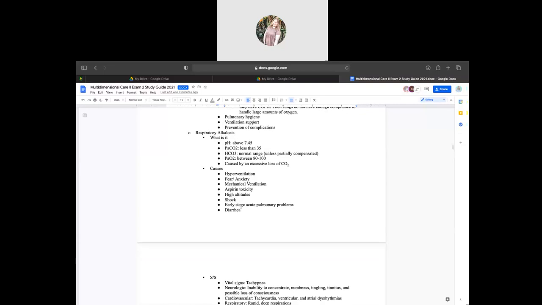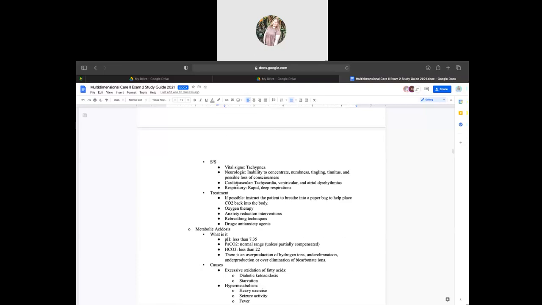So some of the causes, of course, are hyperventilation, fear and anxiety, because the patient's often breathing very fast. Mechanical ventilation, maybe there's a problem with the settings. Aspirin toxicity can cause respiratory alkalosis because of the way the medication is working in a toxic state. It can be caused by high altitudes because there's not enough oxygen in higher places. For example, you go in the mountains, you're going to have a hard time breathing because there's no oxygen available. So the patient may start breathing really fast. Shock, early stage acute pulmonary problems, diarrhea because you're losing acid.